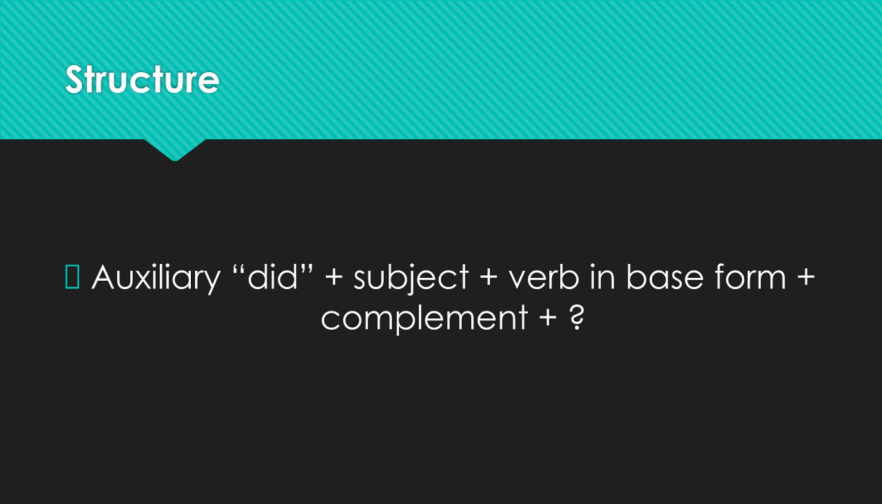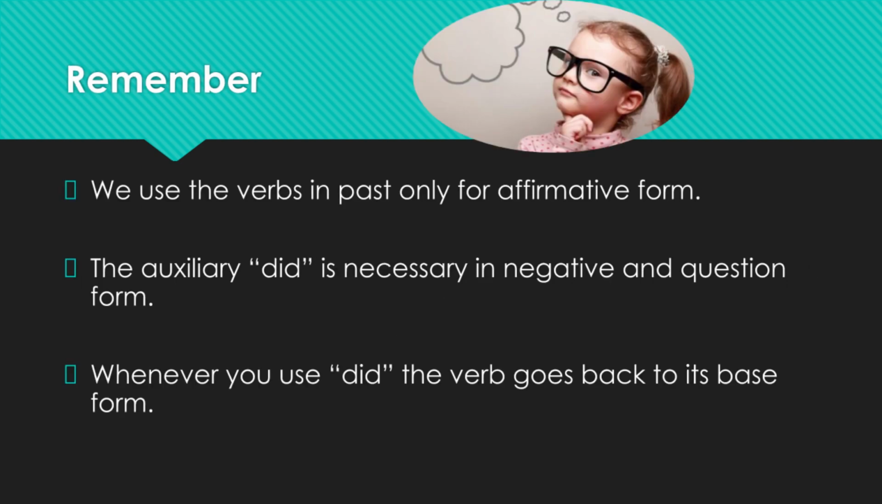To sum up, remember that we use the verb in past only for affirmative form. The auxiliary did is necessary in negative and question form. Whenever you use did, the verb goes back to its base form. These are the three main aspects that you need to remember about the simple past.